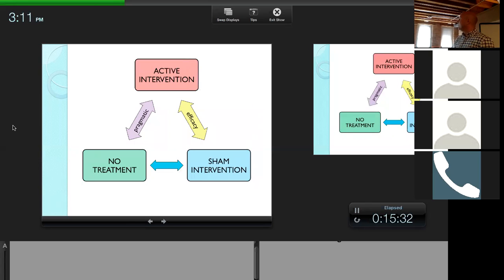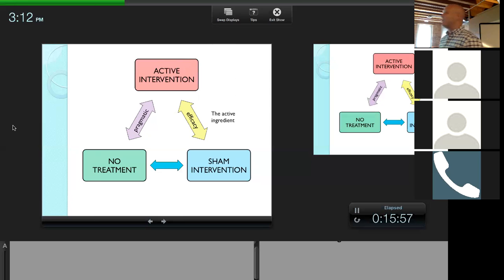So if we look at the basic comparisons we might make in the average trial, we can compare the active intervention to a sham, which is what we ended up doing with dry needling. We can compare it to no treatment or usual care. But usual care is a very variable feast, so for simplicity, let's call it no treatment. And what we're comparing it to very much changes the question that we're asking, as Steve showed in one of his first slides this morning.